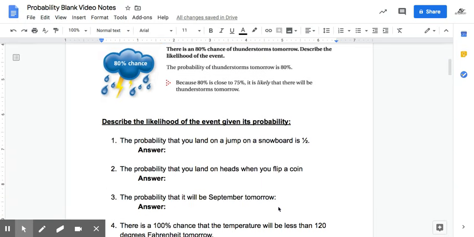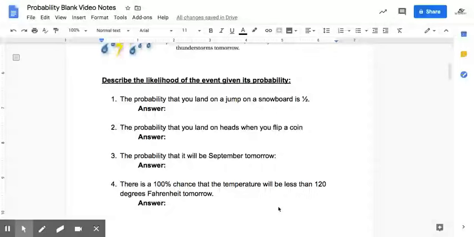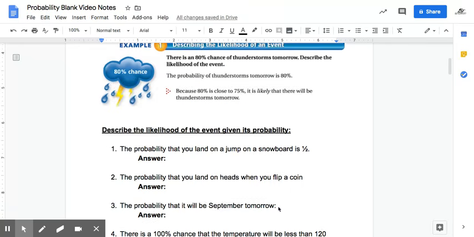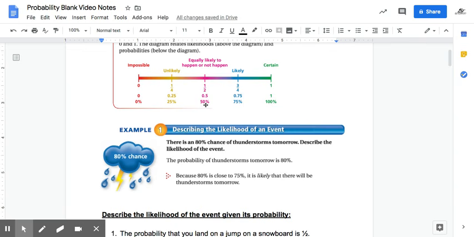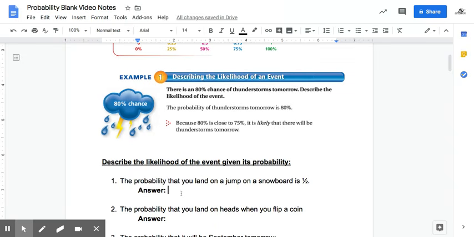Okay, let's look at some more examples. Again, we're going to refer back to that scale to look at our probabilities as numbers and those vocabulary words to determine the likelihood. Number 1 says, the probability that you will land a jump on a snowboard is 1/2. Well, let's go up to our scale. 1/2 is right here. That is equivalent to 50%. If something has a 50% or a 1/2 probability, we say that that is equally likely to happen. So the likelihood of this to occur is equally likely.